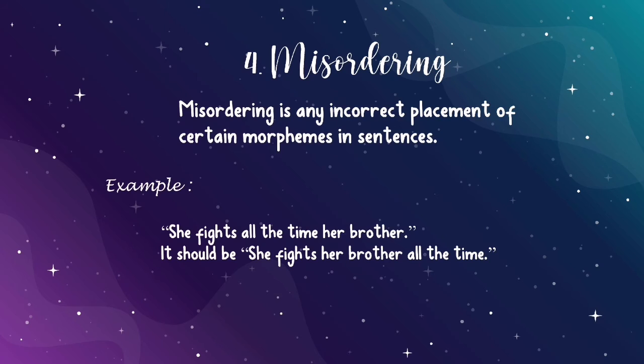My name is Alia Rani Pinasti. I will present to you about misordering. Misordering errors are characterized by the incorrect placement of a morpheme or group of morphemes in an utterance. Error inserting or stacking in misordering is flagged by incorrect placement of a morpheme or morpheme group.